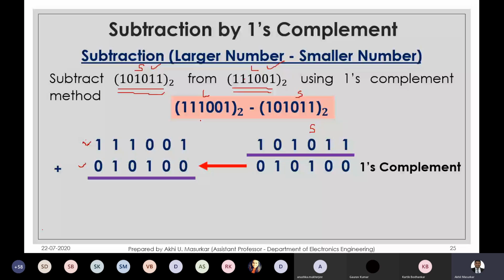Okay, great. So how do I do it? In the initial steps, I will just explain this. 1 plus 0 is 1.